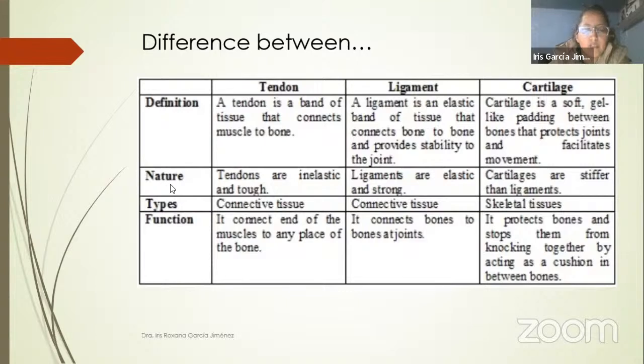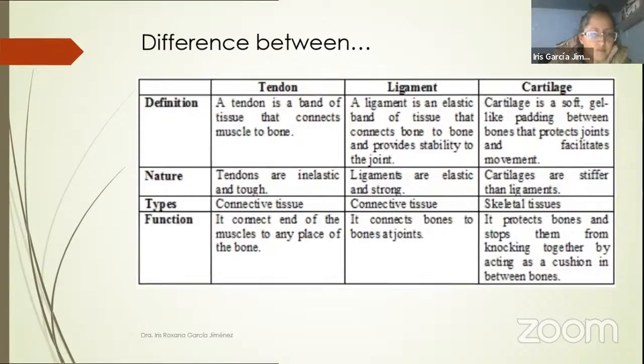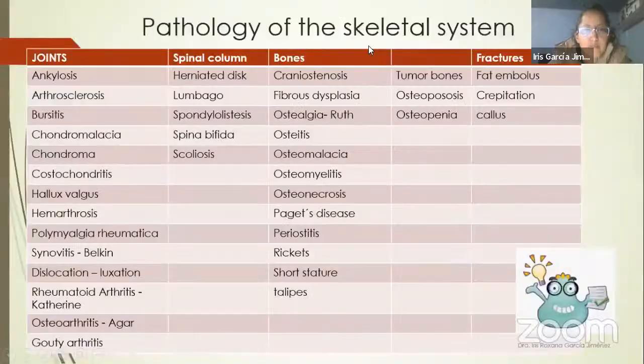Well, we have the nature, the types, and the function. Check all of them in order to get the vocabulary again. I'm telling you about it because we don't have enough time. I'm sorry, I would like to take more time, but it's not possible.